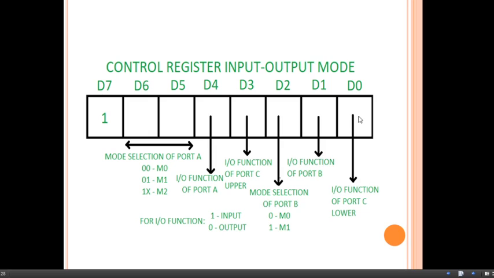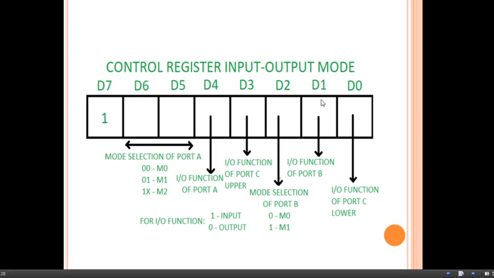Now next, the first bit of the control word register, D0. This D0 bit is related with the selection of input output function of port C lower. Port C lower consists of PC0 to PC3 bits. If this bit is 1, port C lower is input, and if it is 0, it is the output port. So this is the control word register format for input output mode.